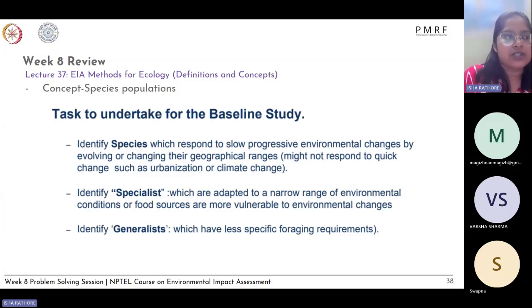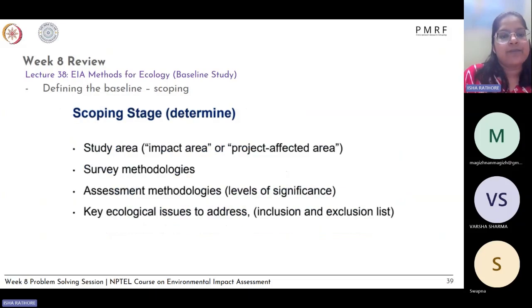So these are general species which are available in all kinds of environments, whereas specialist species exist in areas where their food requirements are being met, or where the soil has particular characteristics like pH or nutrient ratios. So those are specialist and generalist species. You identify the different kinds of species first.